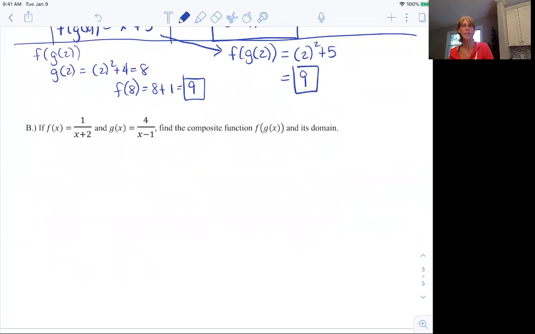For example B, f of x equals 1 over x plus 2, and g of x equals 4 over x minus 1. We want to find the composite function f of g of x. So be real careful. You want to make note of what function is getting plugged into the other function. So if I'm doing f of g of x, I'm taking g of x, which is 4 over x minus 1, and then I'm going to plug it into f. So I'm going to take the x value in my function, and I'm going to substitute in 4 over x minus 1.